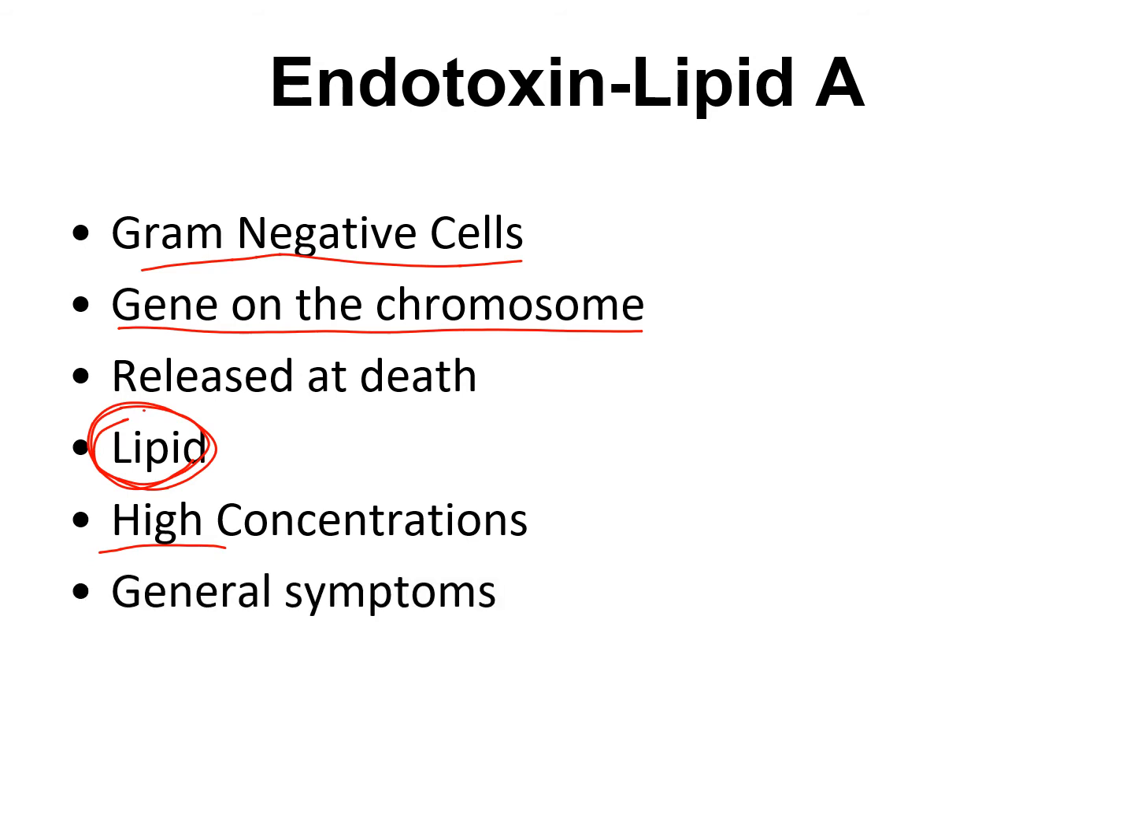The effects that they have on the person are usually very general and systemic. So usually endotoxins will cause fever, which is a systemic reaction, and if you have high enough levels, they can also cause shock.